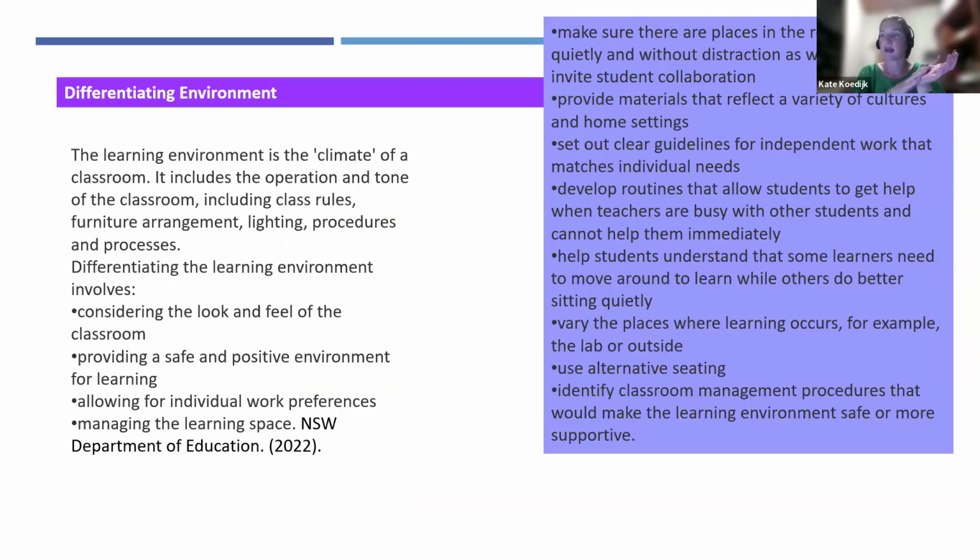And then our last differentiation model there in regards to Tomlinson is the differentiating environment. So considering the way that the environment can look and feel, providing a safe and positive environment, allowing for individual work preferences and managing the learning space. A perfect example of that was in our video about go read a book and sit on the table. He's still doing the learning. Is the quality of learning happening? Yes.